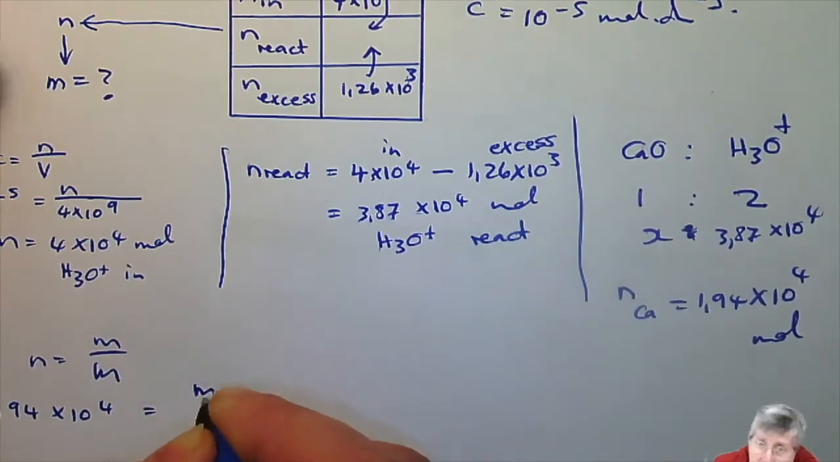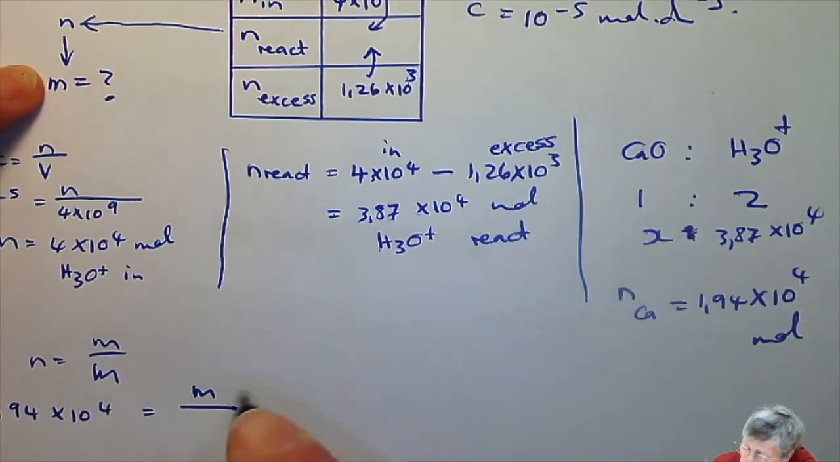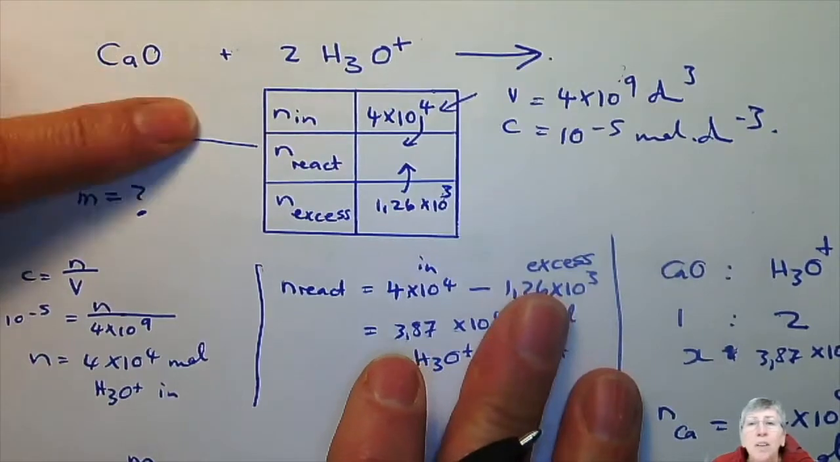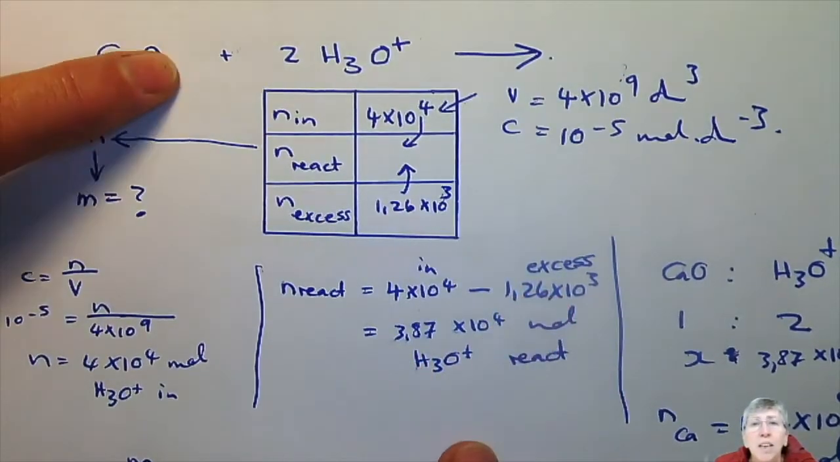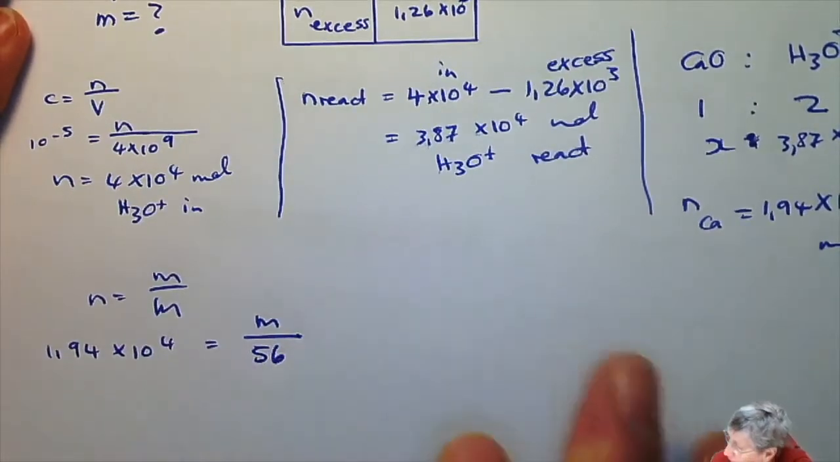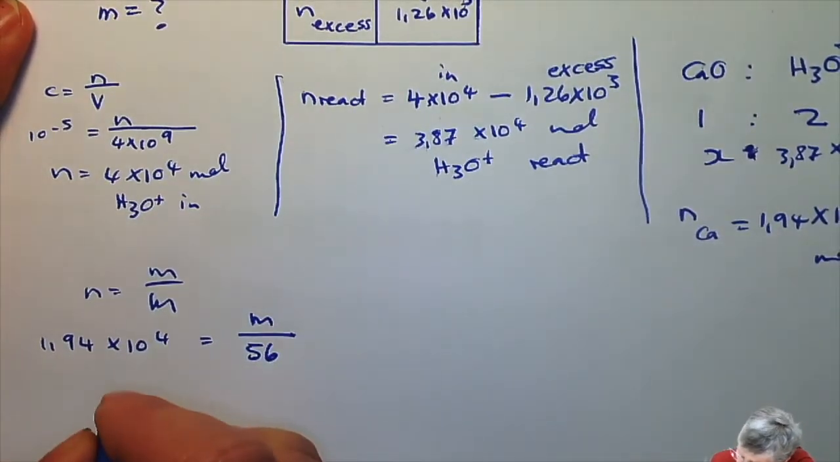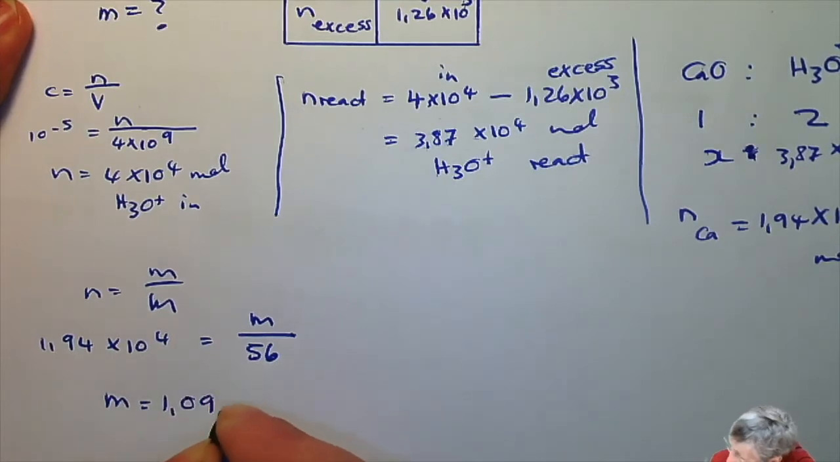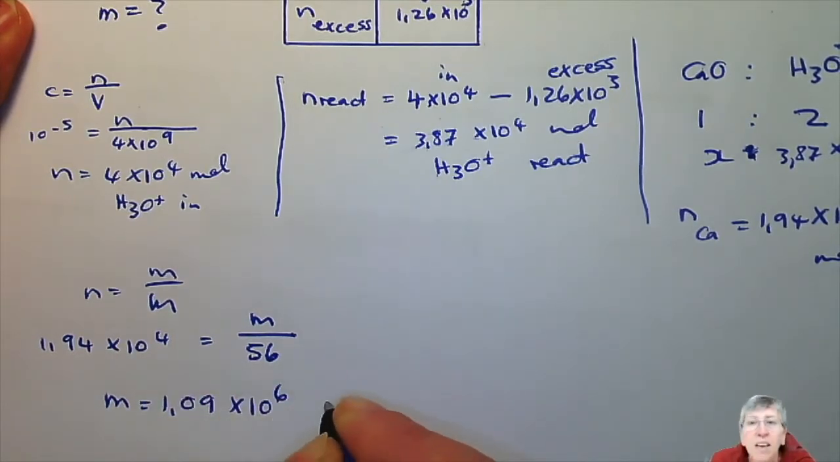And that is the mass that I'm looking for divided by the molar mass. And we're working with calcium oxide, so it's 40 plus 16 to give it all together 56. And when you do that, you end up with a mass of 1,09 times 10 to the 6, and that will be grams.